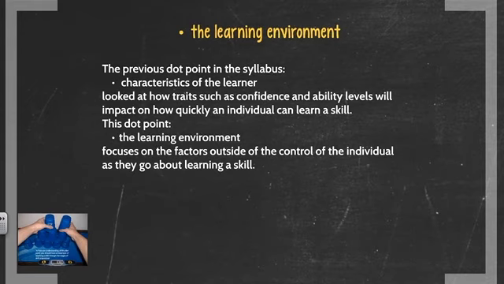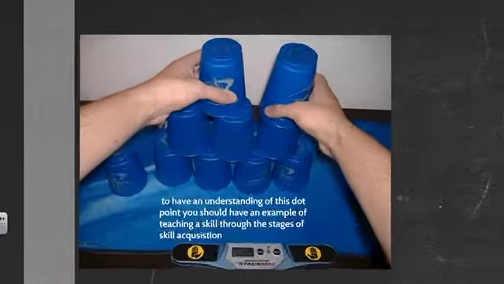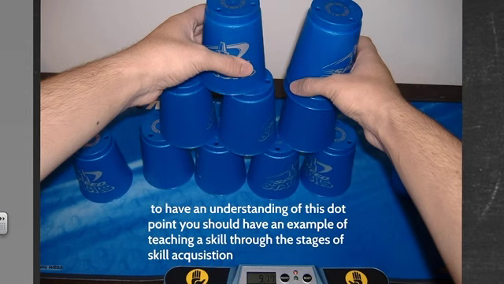The previous dot point in the syllabus, characteristics of the learner, looked at how traits such as confidence and ability levels will impact on how quickly an individual can learn a skill. While this dot point, the learning environment, focuses on the factors outside of the control of the individual as they go about learning skills. So, for example, my class this year learnt the quite unusual skill of speed stacking to help us with this particular dot point.